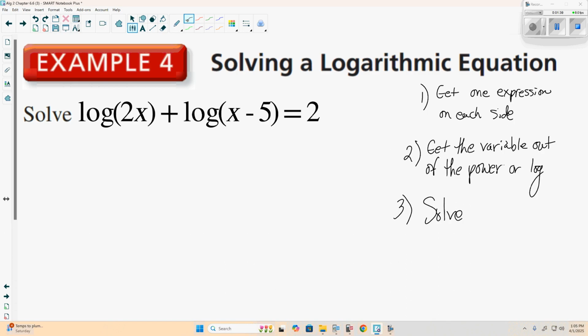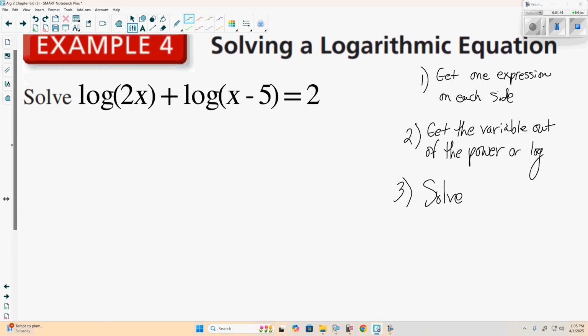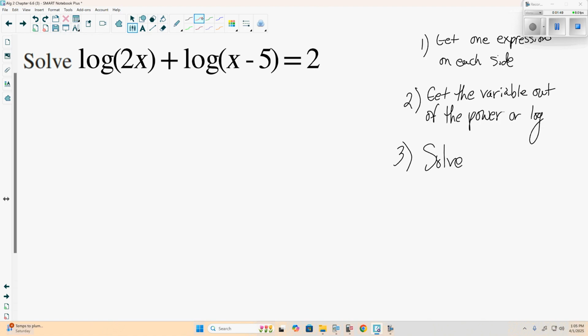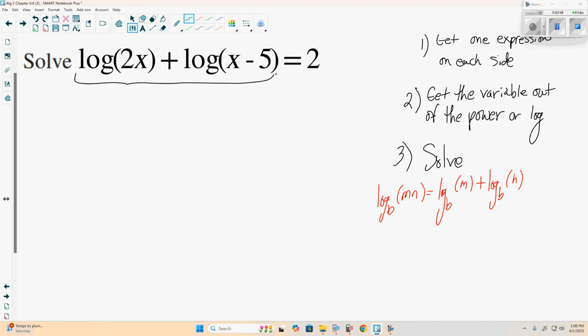Now the issue that we have with this one here today is that the left side has two terms, the right side has one. Now our product property of logarithms stated that if we have two things being multiplied together inside the log, so log base b of m times n is the same as log base b of m plus log base b of n. So if we have two logs being added together, we can rewrite it as a single log with what's inside being multiplied.